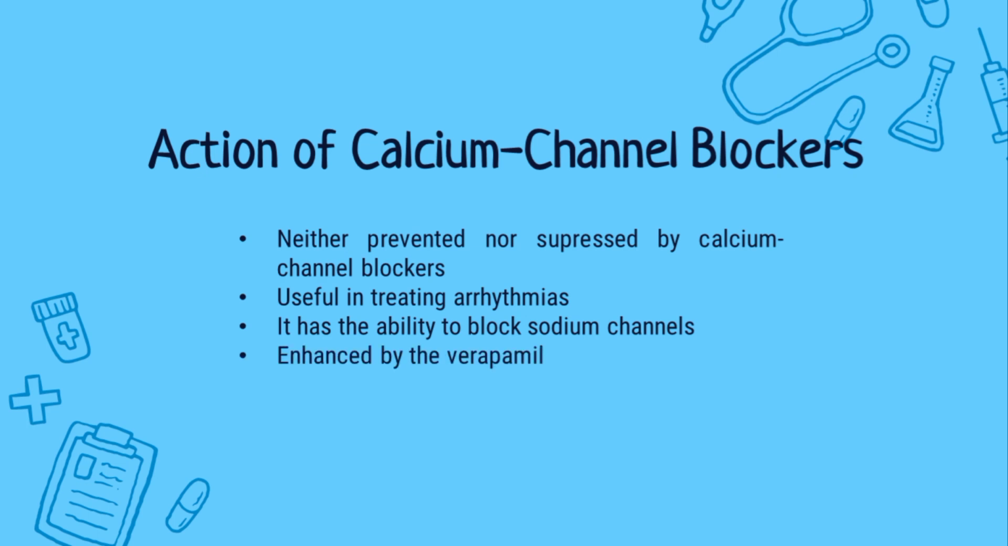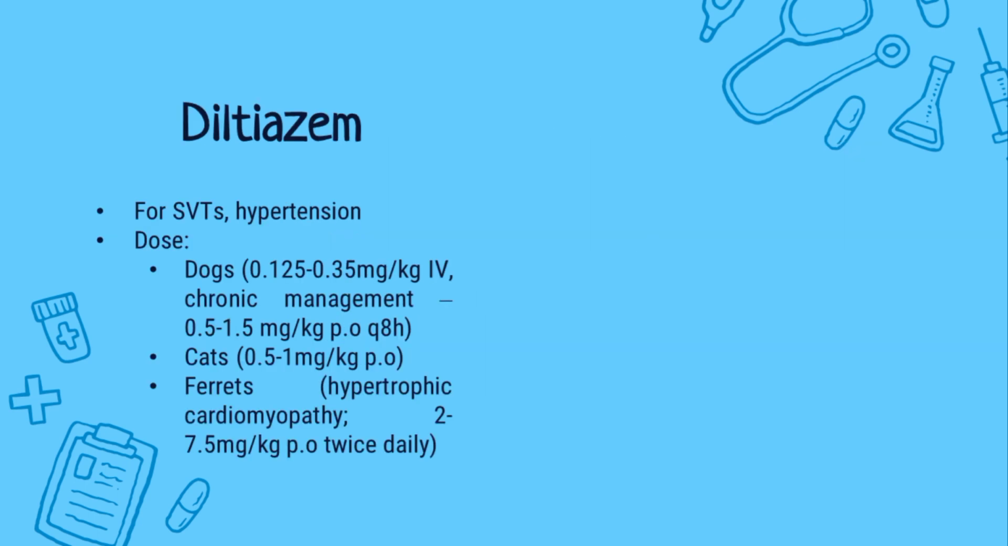Calcium channel blockade is enhanced by verapamil and, to a lesser extent, by diltiazem, as the frequency of depolarization is increased. Diltiazem is used for SVTs, or supraventricular tachycardia, and hypertension. If you want to treat your dog with this drug, you can give 0.125 to 0.35 milligrams per kilogram intravenously. When treating chronic management, you can give 0.5 to 1.5 milligrams per kilogram orally every 8 hours.